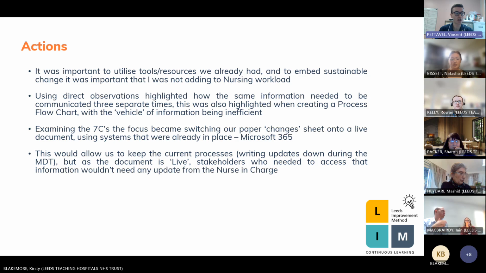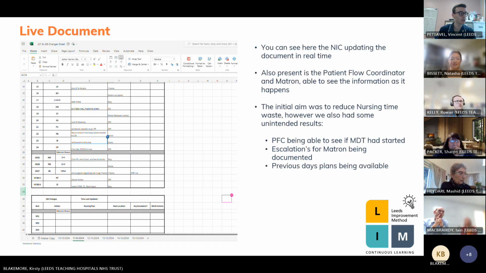And in terms of using the current processes, we didn't want to change those too much and jolt the system. We wanted that sheet to just go from being on paper to being on a live document updated by the nurse in charge in the same way, just digital. Next slide, please. You can see our live document here, screenshotted a number of months ago now. This change was implemented in late September, early October, and it's been going ever since.